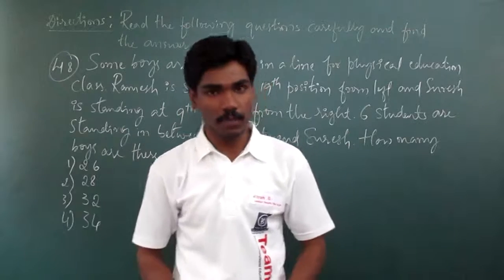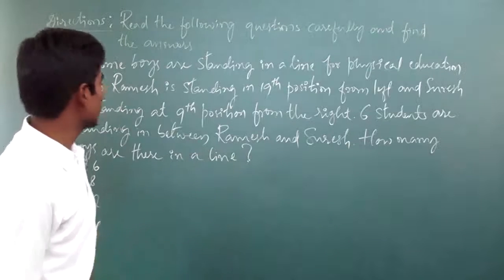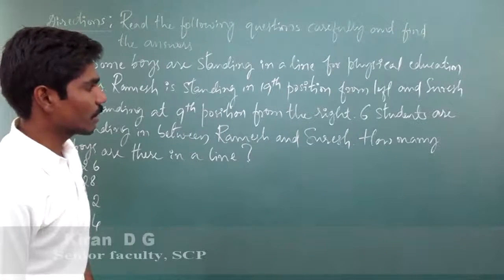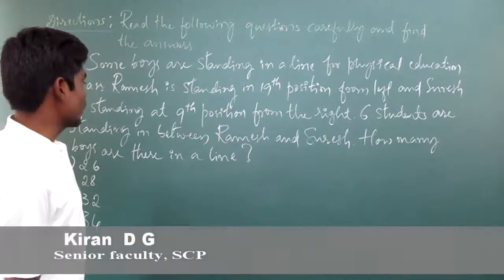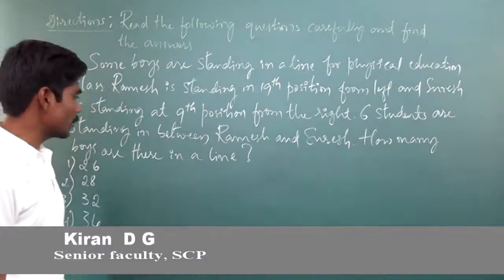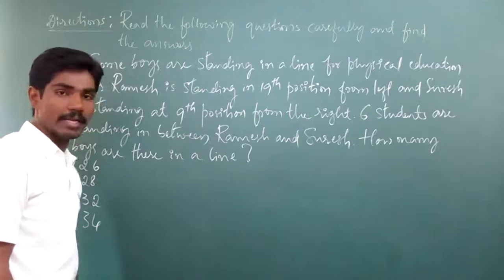Well friends, here is the next problem. The given problem is, some boys are standing in a line for physical education. Ramesh is standing in 19th position from left and Suresh is standing at 9th position from the right. 6 students are standing in between Ramesh and Suresh. How many boys are there in a line?